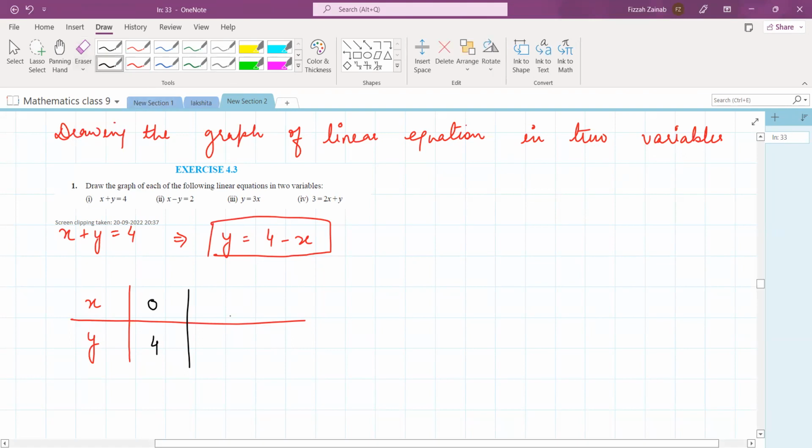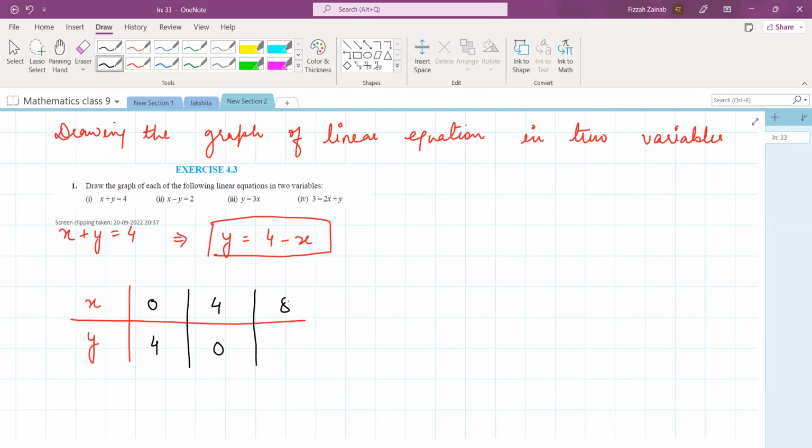So if I'm taking 0, and next I take point 4, so 4 minus 4, then I get y is equal to 0, right? And one more, let us take one more, no issue. So let me take x as 8. So 4 minus 8, so this time it is minus 4. Is this understood? 4 minus 8, so minus 4. So now let us plot it on a graph.